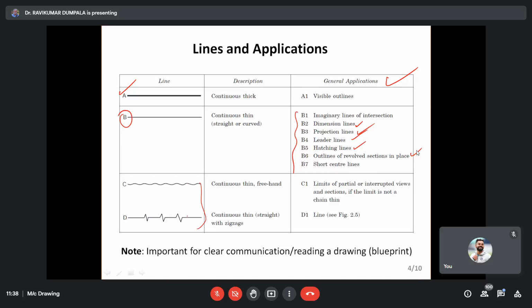You use this not in regular components, but when sheet metals or some large components are there, especially in assembly drawing and production, like part drawing. There they use this type of discontinuous line, where you want to show a partial view or some discontinuity in the component.